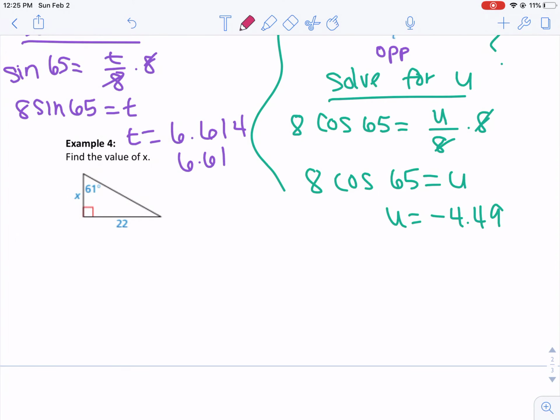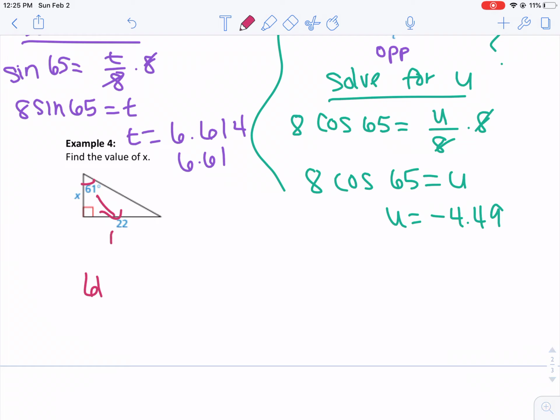Okay, last example. So we're going to find the value of x. It doesn't tell me if I'm using sine or cosine or tangent, so I'm just going to have to make that decision on my own. They give me 61 degrees, so I know I'm coming from that angle. I don't have the hypotenuse, and I know that because there's nothing across from the 90-degree angle.